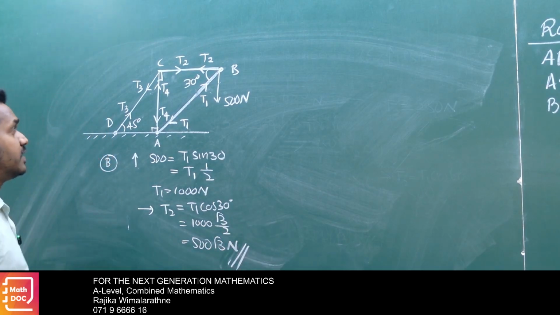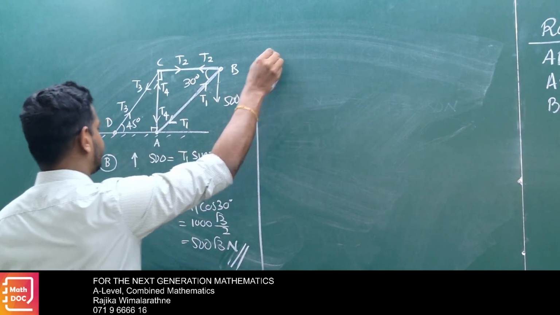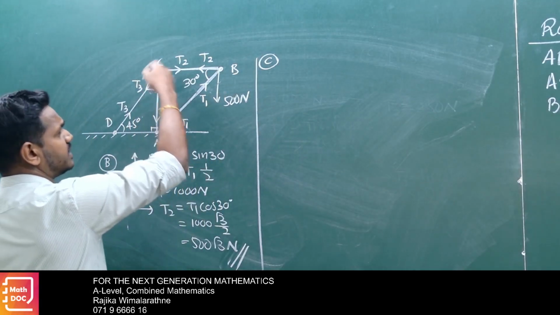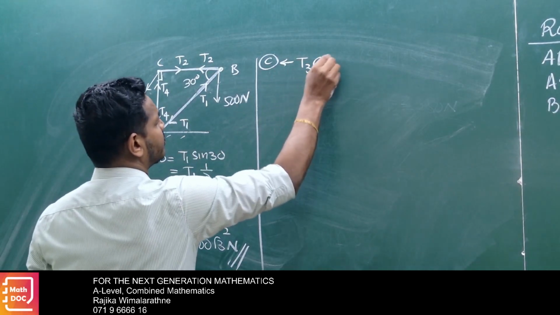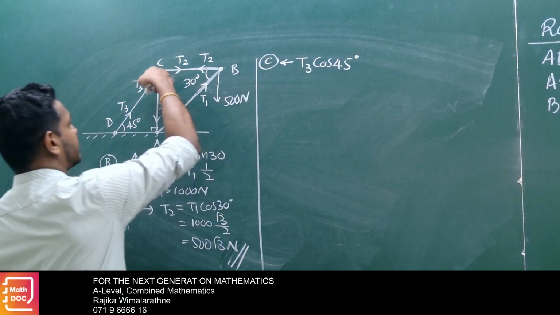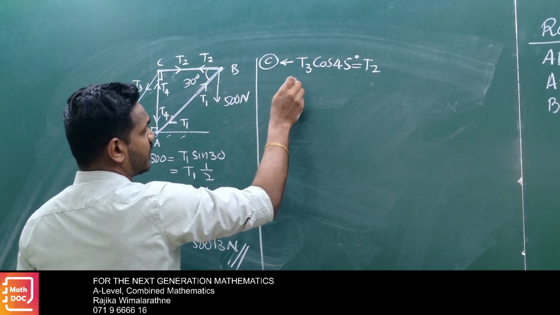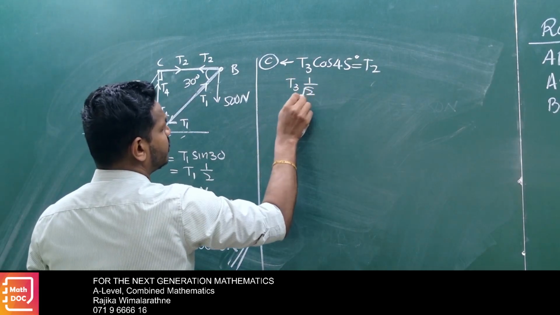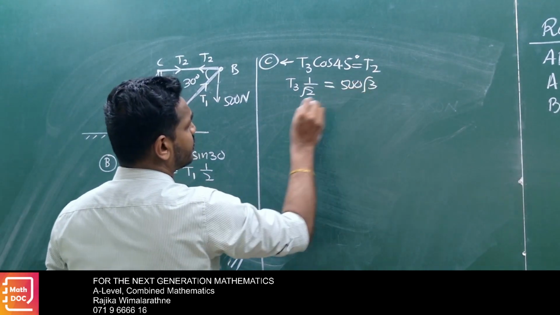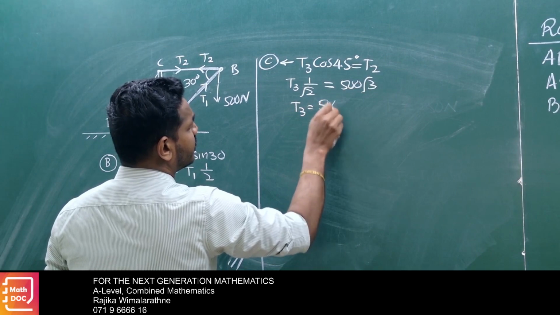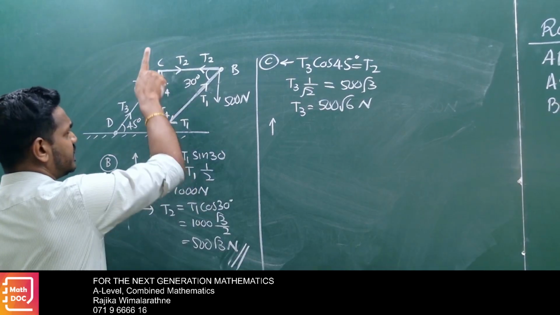Do with me. Then go to vertex C. Then you resolve horizontally. T3 cos 45 equals T2. One over root 2, T2 is 500 root 3. Then T3 equals 500 root 6 newtons. Then same vertex, resolve vertically.